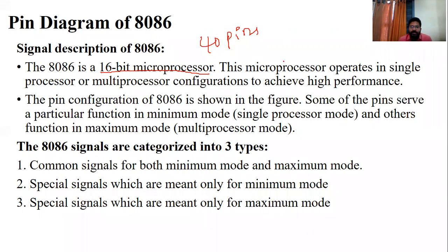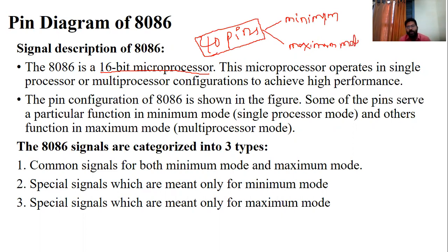The pins of the microprocessor are divided into two categories, because this microprocessor operates in two modes: minimum mode as well as maximum mode. This is to increase the performance of the microprocessor and at the same time to use these 40 pins in a very efficient way. So we can operate this microprocessor in two different ways, minimum mode and maximum mode, using the same 40 pins.